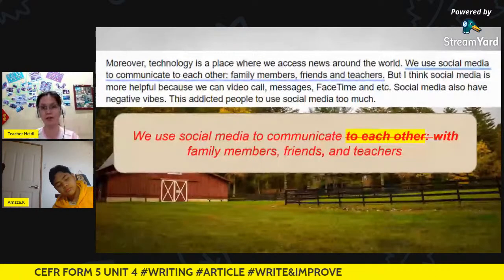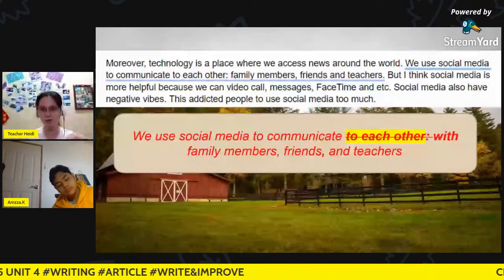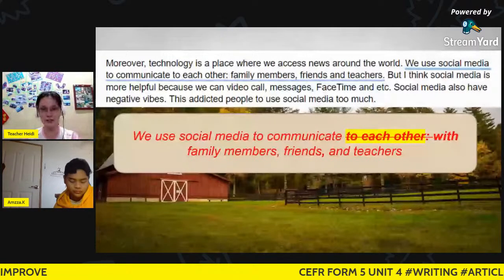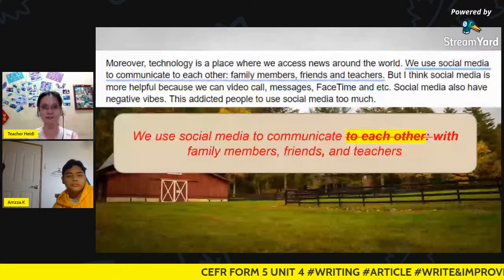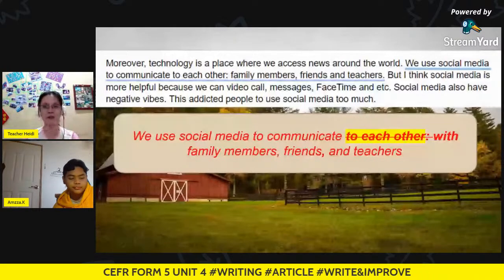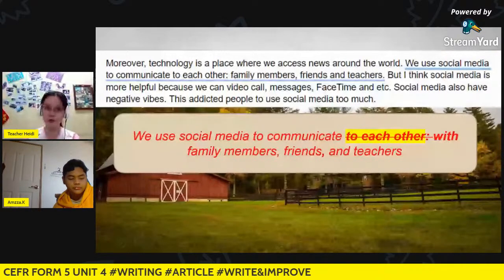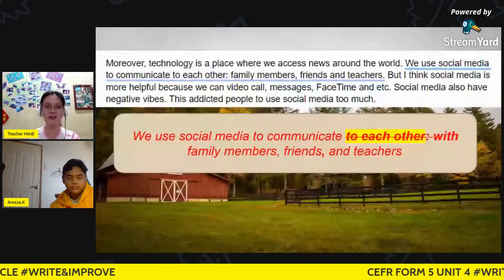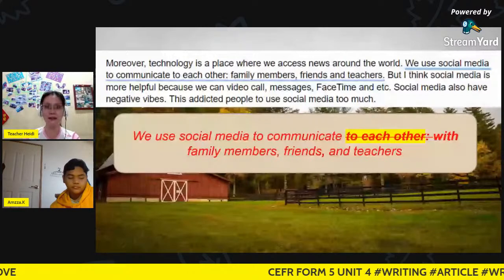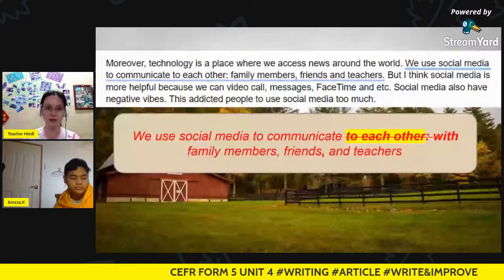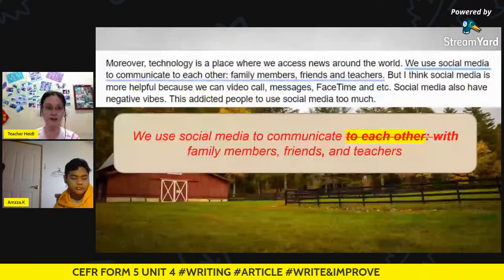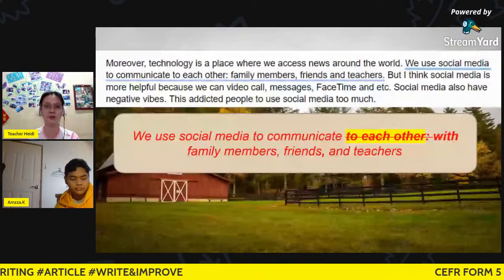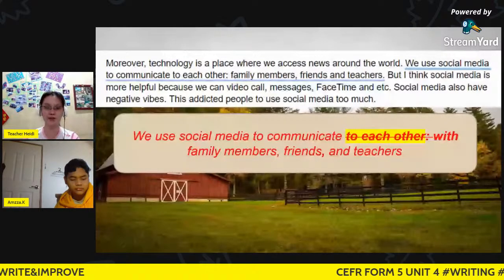So that's why please make sure you still write, because during exams you have to write for your SPM. Now, like this one, is the phrase problem. "We use social media to communicate to each other, family members, friends, and teachers." Here Grammarly actually introduced this one. It said we use social media to communicate, no need to write "to each other". Just write family members, friends, and teachers.